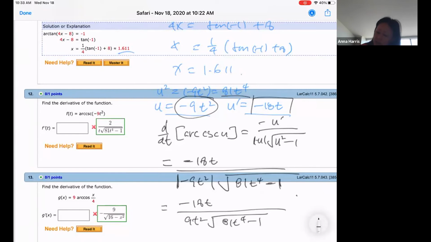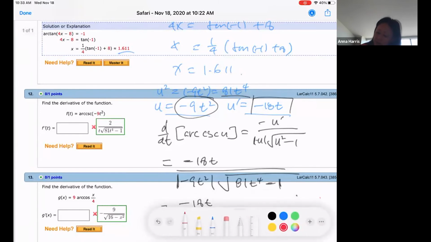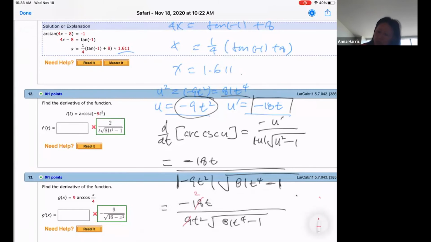And I can cancel out the 9 and that, you get a 2. And you cancel out t, and you get 1. So you have 2 over t and everything over the square root of 81 t to the 4 minus 1.